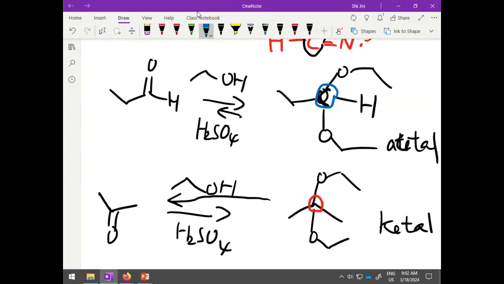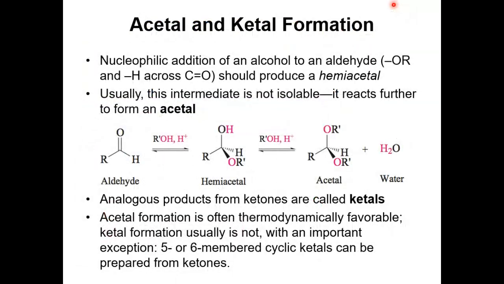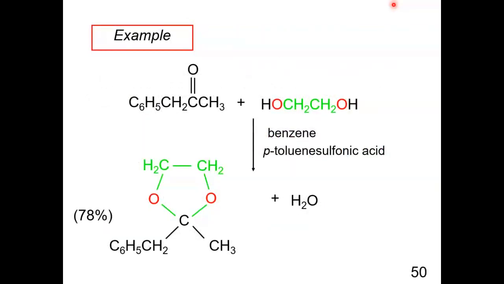The major effect is still that this carbonyl is about 33 kilojoule per mole more stable than this carbonyl. More stable, less willing to react. So the ketones usually don't want to react, except if you have a 5 or 6 membered cyclic ketal that can be prepared from the ketones, then the reaction could be somewhat thermodynamically favored because of the formation of a really stable ring.